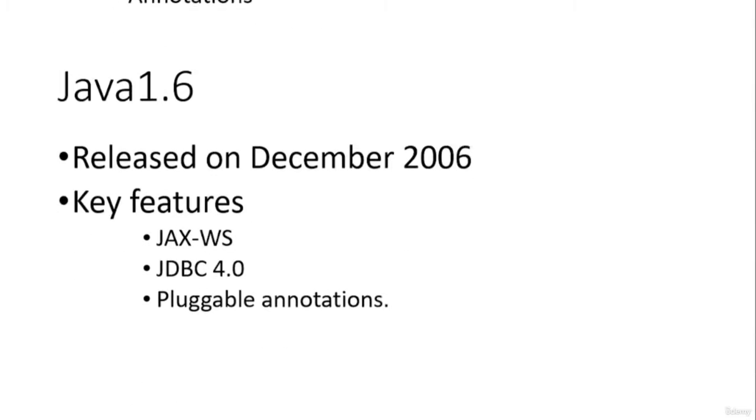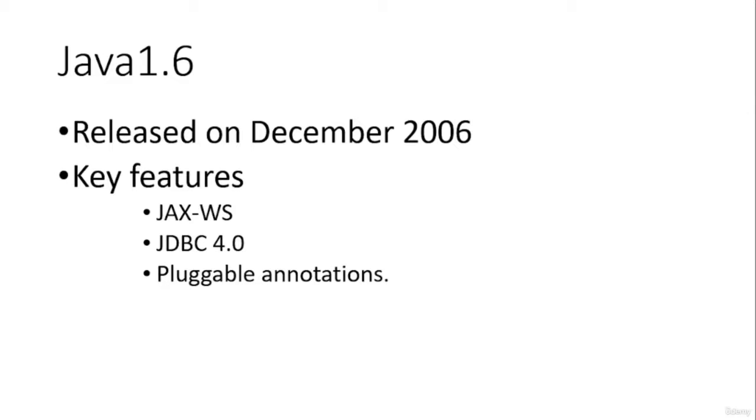Next we will discuss Java version 1.6. 1.6 was released in December 2006. Its key features include Java WS web services and the enhancement of JDBC to JDBC 4.0. Next feature was pluggable annotations.